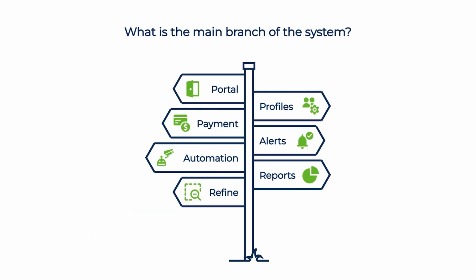I want to build a quick mental note for our listeners. Portal, profiles, payment, alerts, automation, reports, refine. That's the main branch of the system. Everything else, like caps, restrictions, and special cases, split off from that main branch as needed.